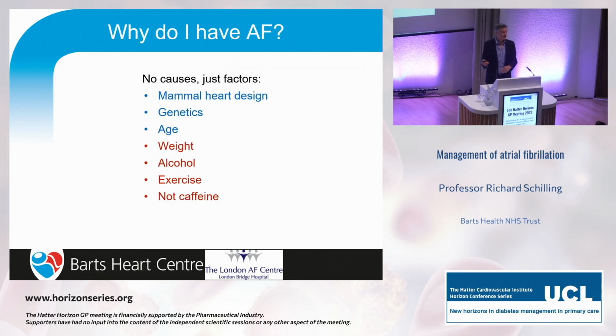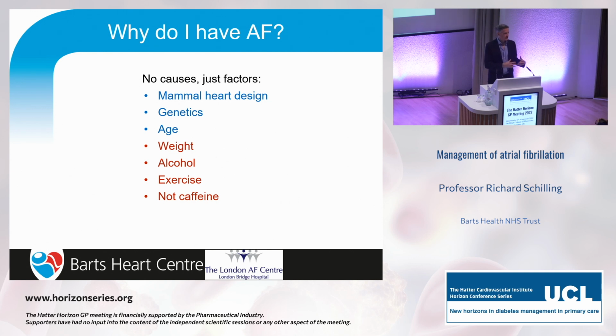Why do I have AF? Well, AF is not a thing that is caused by things. It's a probabilistic thing that we're all capable of having as mammals. And it's a design flaw of the mammal heart. And there are things that make it more likely to happen, like being a mammal. So racehorses often get put out to stud because they have AF. There's obviously a genetic element in everything. It's not strong in AF, but it is there.